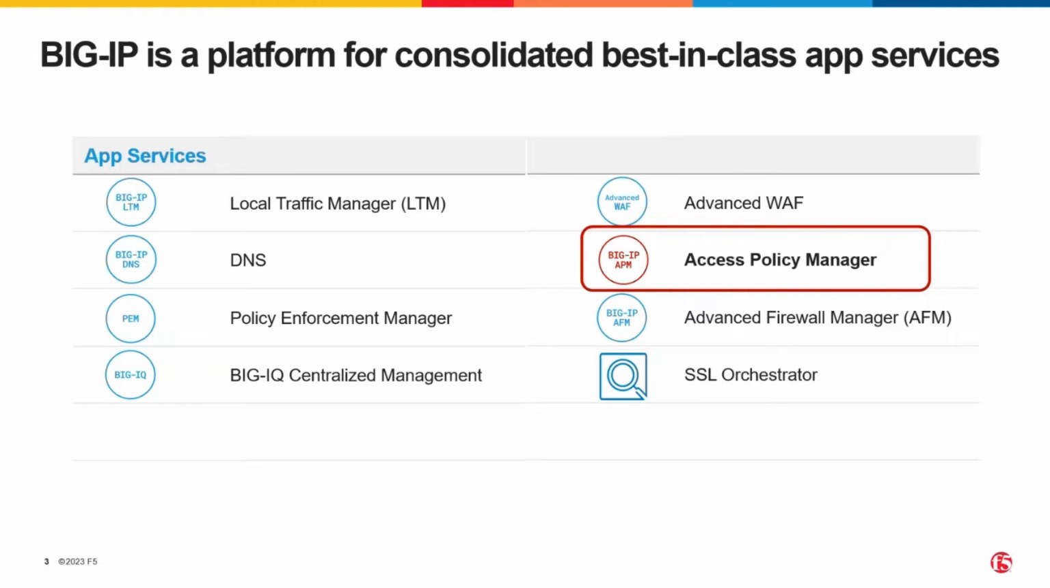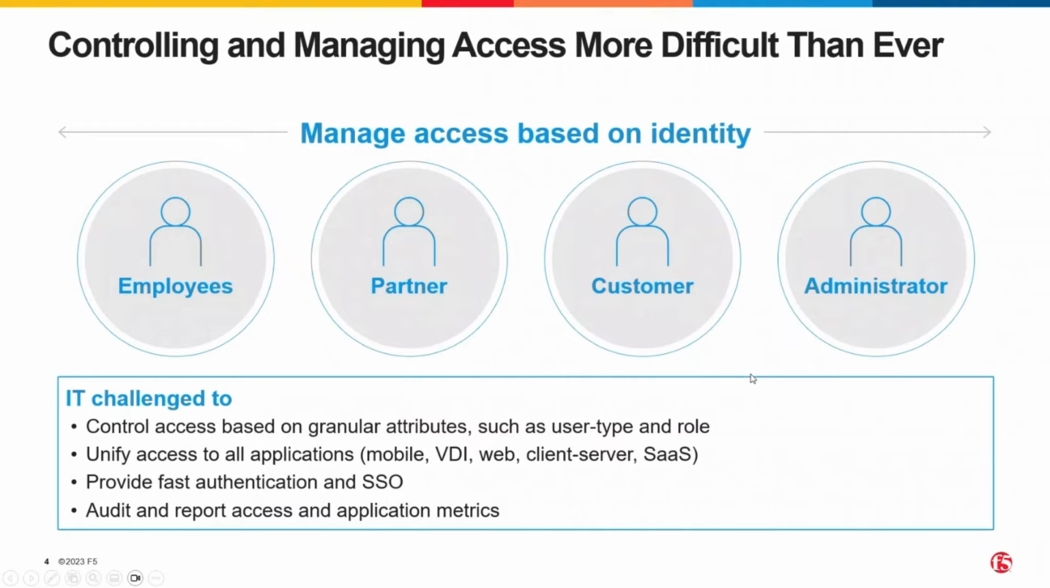So in this case, today we are going to focus on Access Policy Manager. What is Access Policy Manager? This is the module that allows you to manage the access based on identity, just like they say here. So manage the user access based on identity. You can have employees, maybe partners, maybe your customers, maybe you want to publish your application specific to your administrators and you want to authenticate and authorize your administrators for some critical resources in your environment. It really doesn't matter.